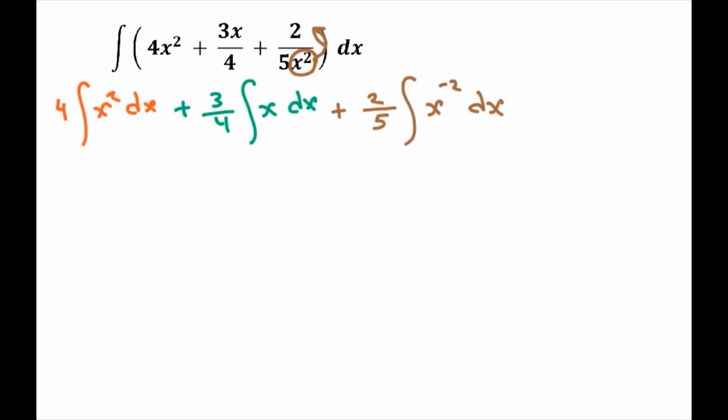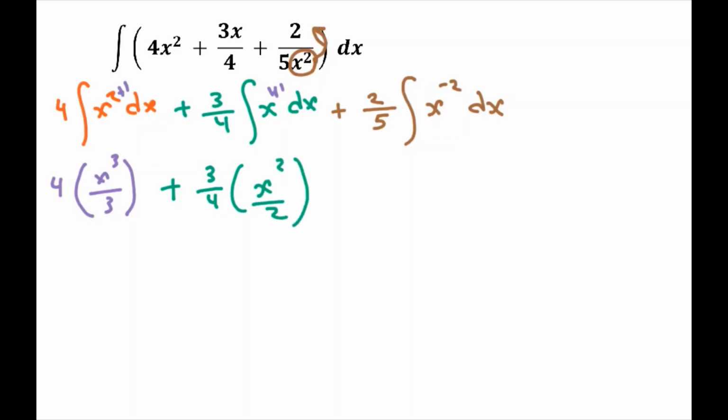Now we're going to do 4 x to the power of 2 plus 1 over 2 plus 1, that's going to be x to the power of 3 over 3, plus 3 over 4, and again here will be 1 plus 1, right? So it's going to be x to the power of 2 over 2 and plus 2 over 5, x to the power of negative 2 plus 1 over negative 2 plus 1 will be x to the power of negative 1 over negative 1, and don't forget plus constant.